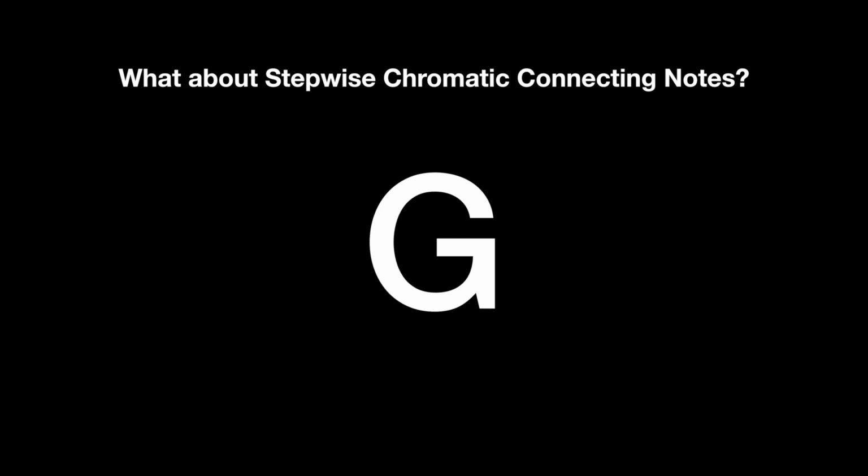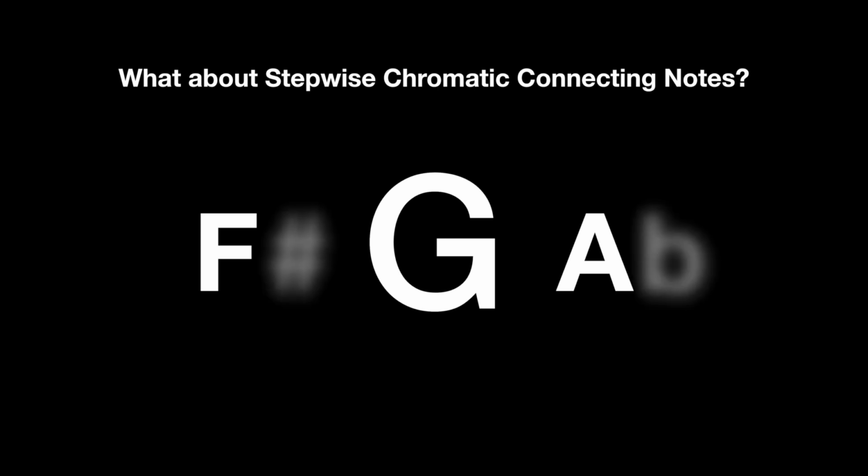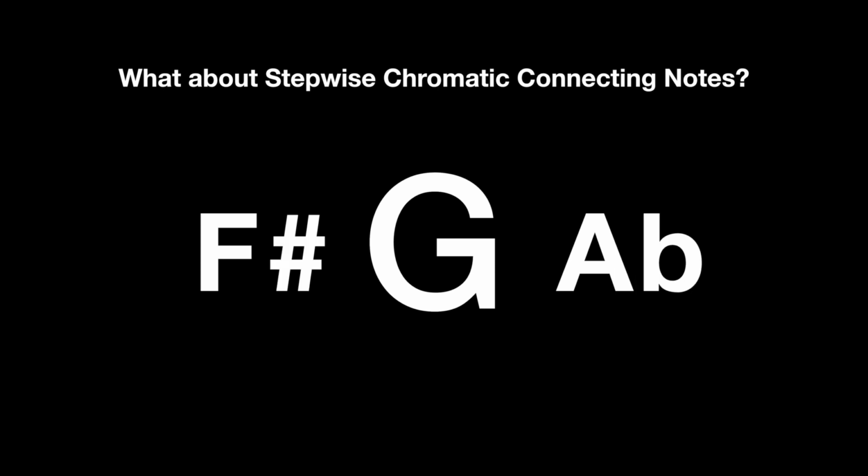Okay, great. What about our second kind of connecting note, the stepwise chromatic connecting note? Well, again, we would find our stepwise motion, which is again the notes F leading to G and the notes A leading to G, but we would need to make sure that they're half steps, that they resolve chromatically. And in that case, that would mean the notes F sharp and A flat.